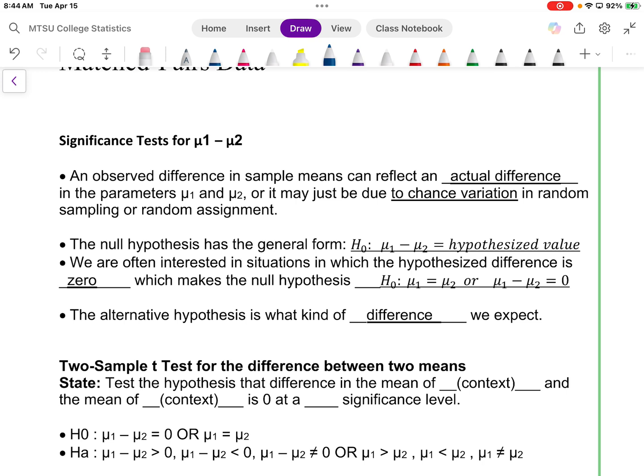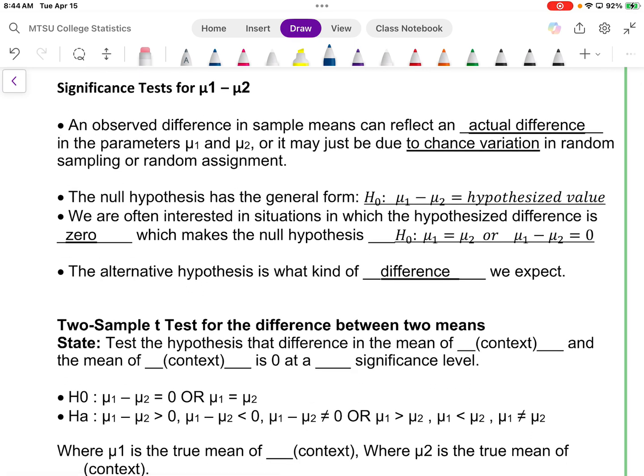is. So it may be that hypothesized value is a certain number. Typically, when we're doing this comparison, we're trying to state that there is really no difference, and so the difference between the two things is zero. So a lot of times we're going to see our null hypothesis set up where the two mu's are equal to each other, or that mu1 minus mu2 is equal to zero. There's no difference between them.